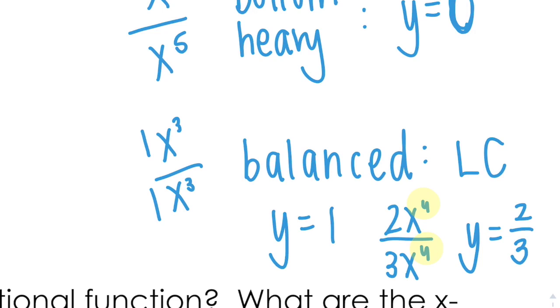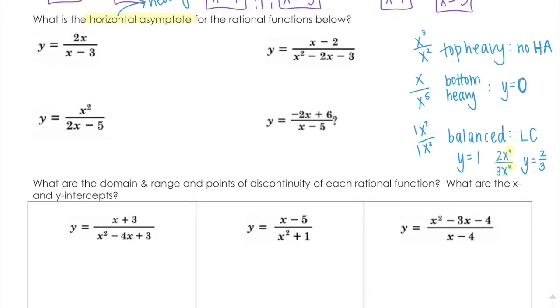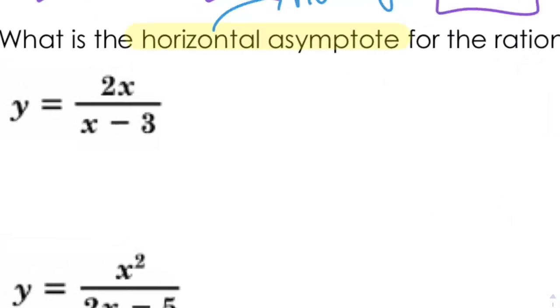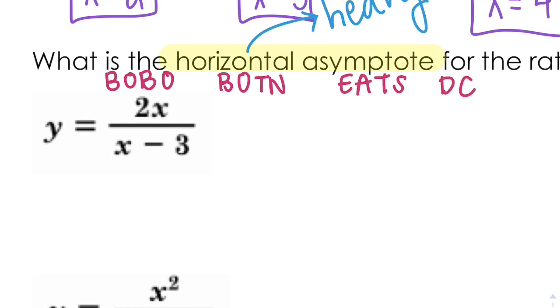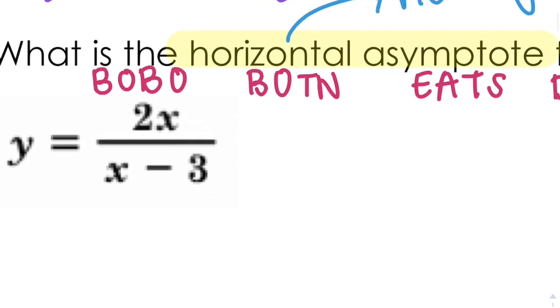So it's that. Okay, so how do you remember top heavy none, bottom heavy 0, balanced leading coefficients? There is this crazy phrase to help you remember it. I'm going to write it down and then talk about what it means. And the crazy phrase is Bobo, yep, you heard me, Bond eats DC. So Bobo Bond eats DC. And I'm going to write this out and erase it, so just be careful.